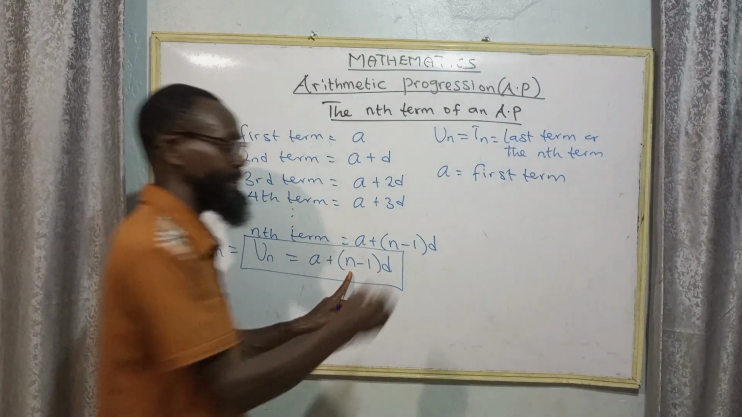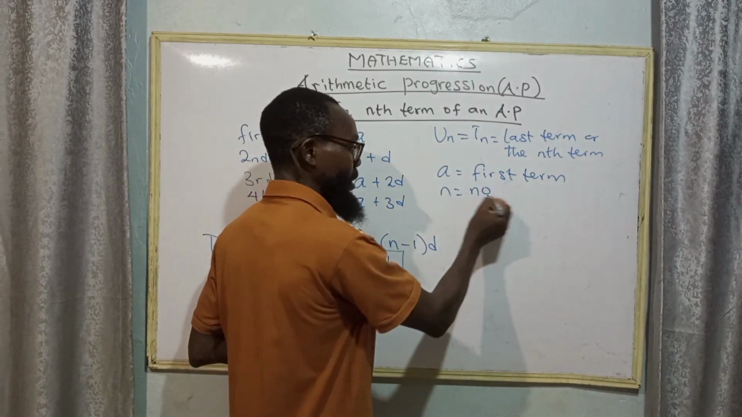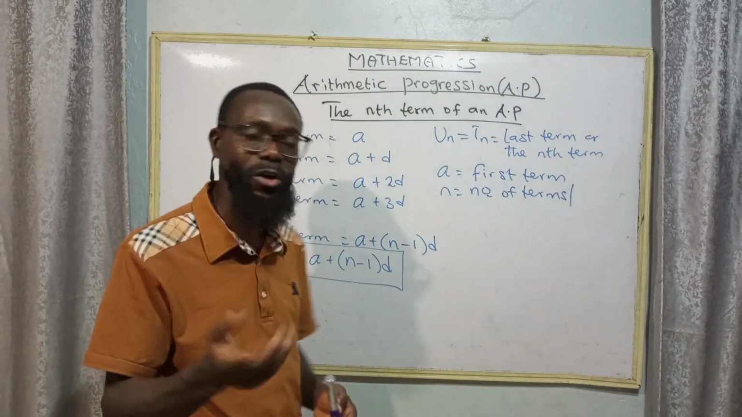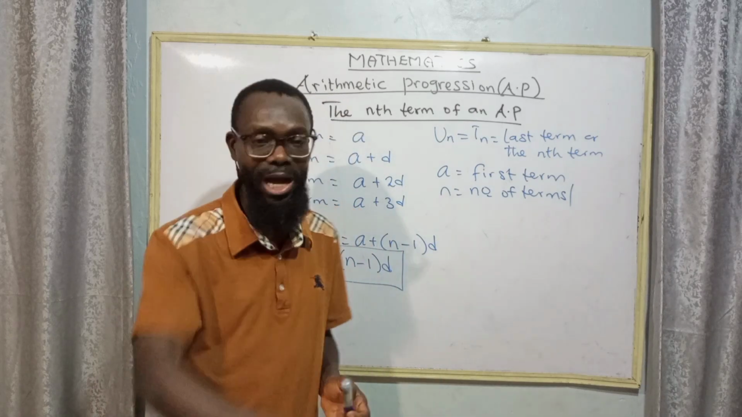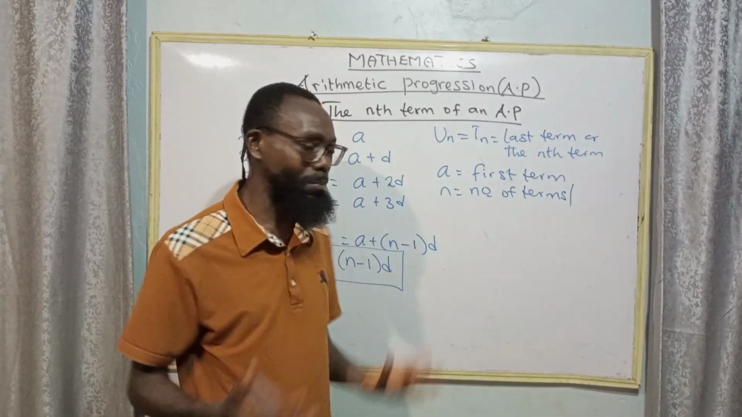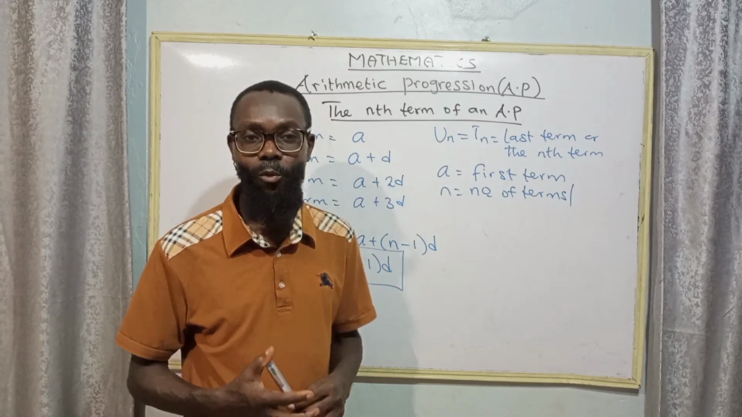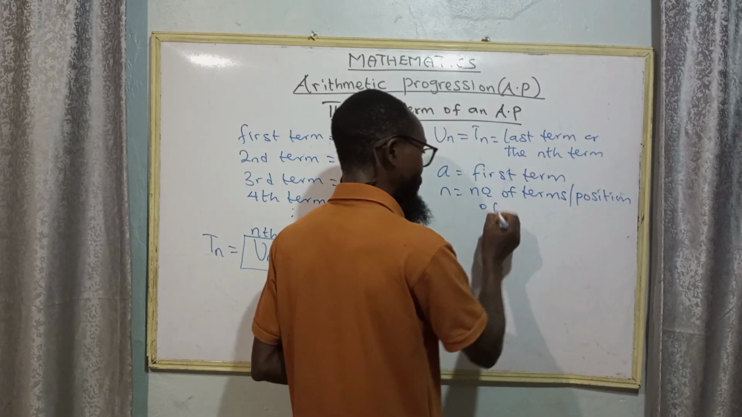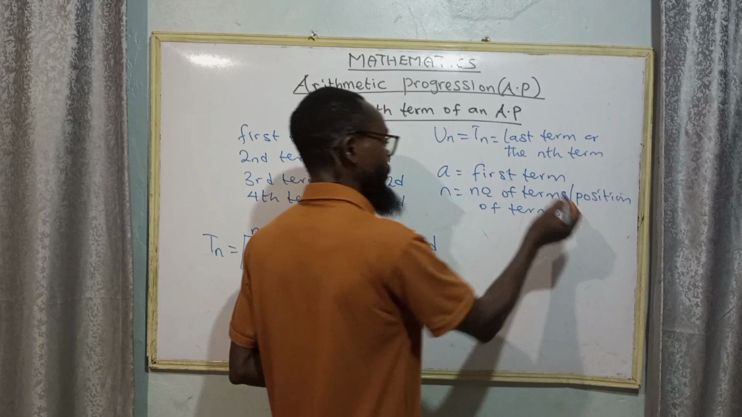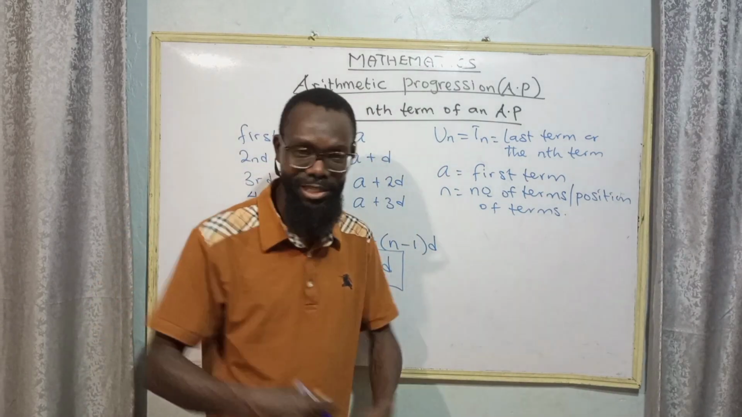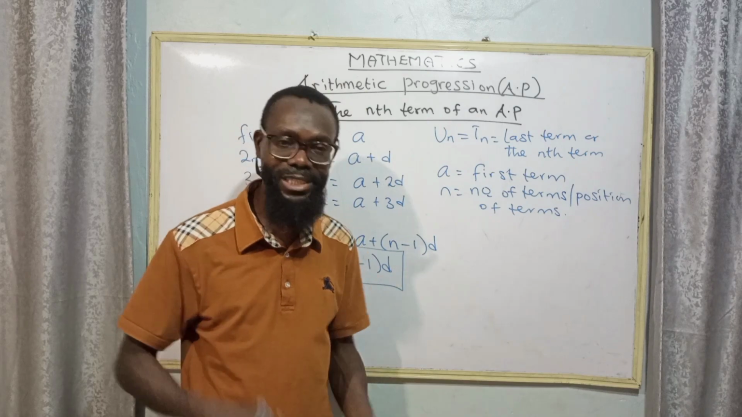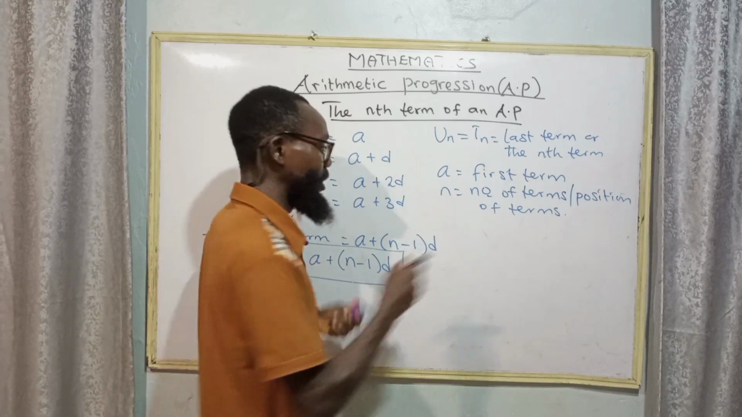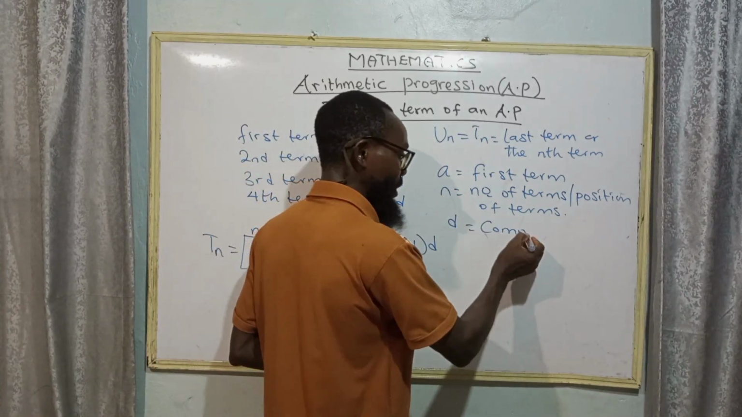Our N in this place means number of terms. But sometimes it is difficult for some people to determine how many terms we have in that particular question. Instead of putting that number of terms in our memory, why can't we use the word position of term? The position of term means, is it first, second, third, fourth, 21st, 22nd, 47th? All these are referring to N, where D means common difference.